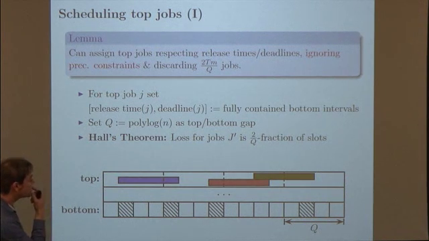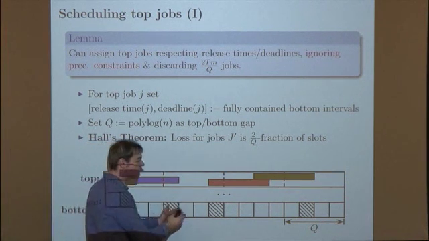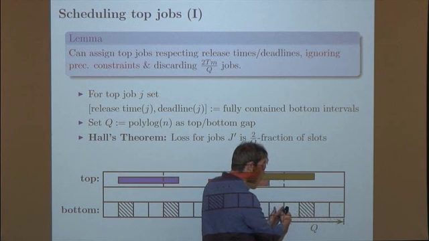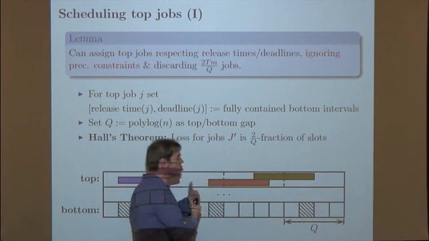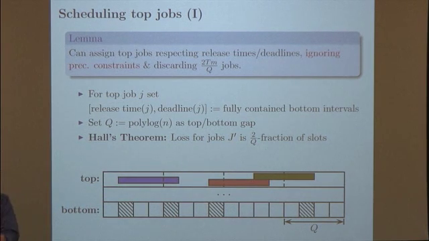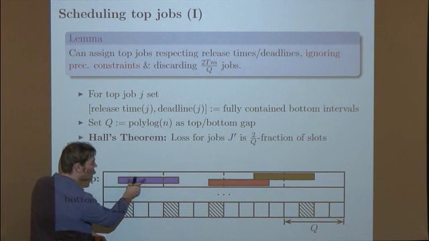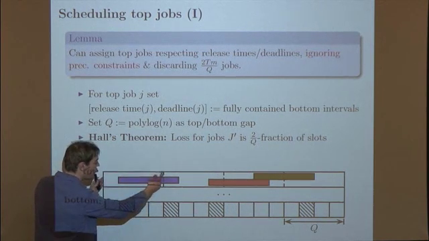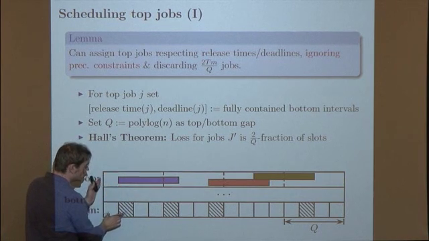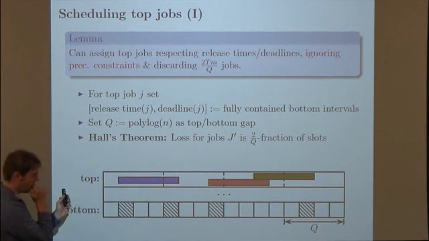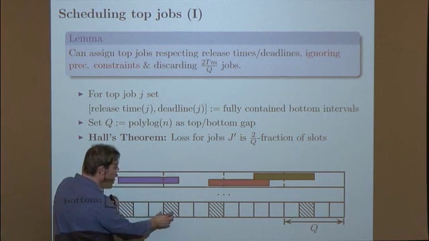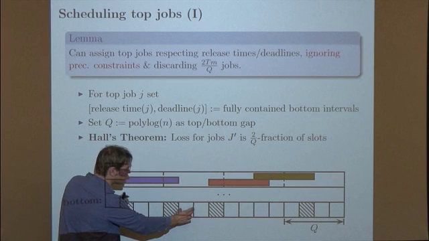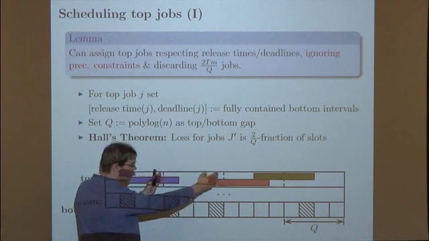And now the argument is that out of Q bottom intervals, you're only losing two intervals. You're only losing the slots in two intervals. And the reason is that every one of the top jobs must contain one of those borderlines. And you know that you have one of those borderlines only every Q of those small intervals. So in particular, it means that you cannot lose more than two bottom intervals in any of those that are contained in one of the top intervals.